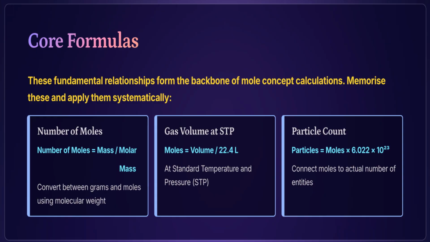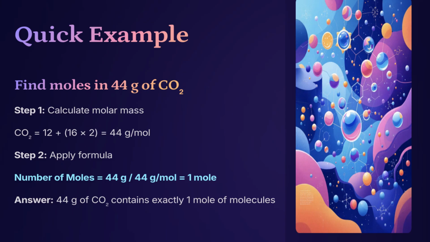The core formulas are the backbone of mole concept calculations. They include equations for number of moles and particle count. And for gases at STP, 1 mole occupies 22.4 liters. Here is a quick example. To find moles in 44 grams of CO2, first calculate the molar mass, which is 44 grams per mole. Then, apply the formula to find that it equals 1 mole. It's simple, structured, and logical, right?